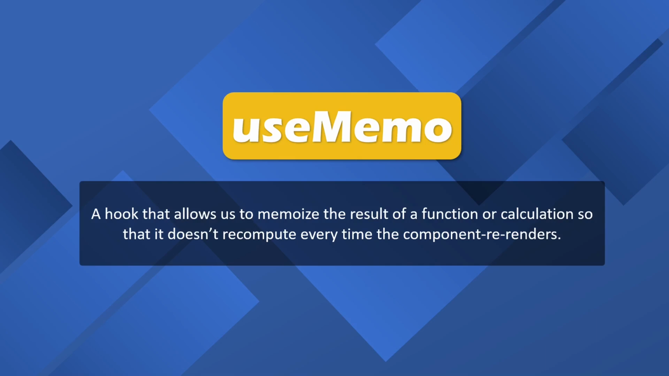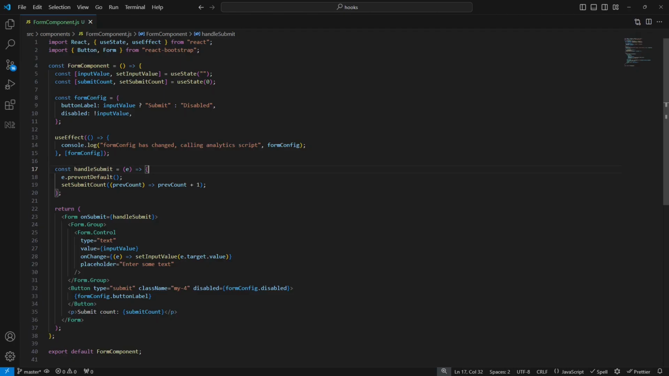Let's have a look at examples to understand that a little better. So here is our component where we will see the first use case of useMemo. Let's look at the component, try to understand what the problem is and why useMemo is useful here. And then we'll update the implementation accordingly.